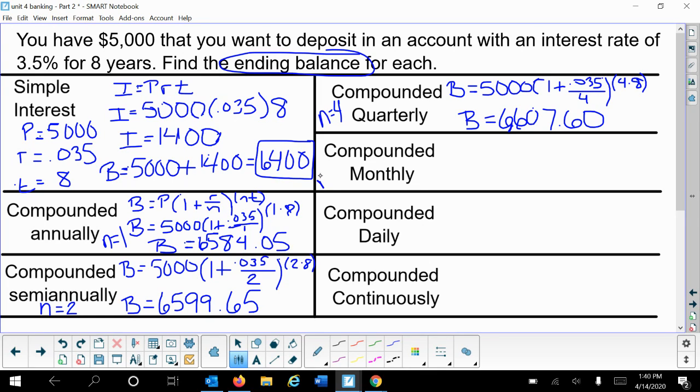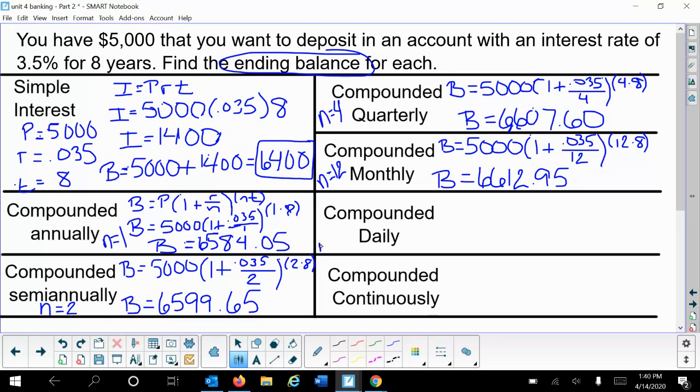Next one is compounded monthly. So every month, that's going to be n is 12, compounded 12 times a year. And so I have my compound interest formula because I have a set number of times that we are calculating our interest in the year. But my n becomes 12 because we are compounding monthly. And so when I type this one in, I get $6,612.95.